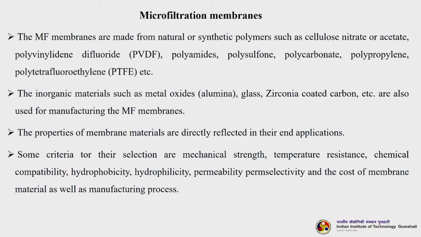The properties of membrane materials are directly reflected in their end application. So, actually what is the end application? Depending upon that we can choose a particular membrane material and we can tailor make a membrane. Some criteria for the selection are mechanical strength, temperature resistance, chemical compatibility, hydrophobicity, hydrophilicity, permeability, perm selectivity, and the cost of the membrane material as well as the ease of manufacturing. Ease of manufacturing and ease of reproducibility are two most important factors that are taken care of when you go for a commercial production of membranes.